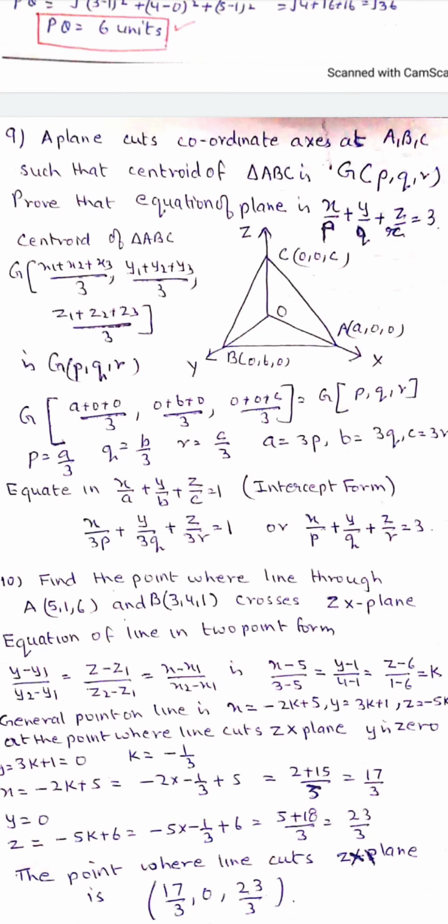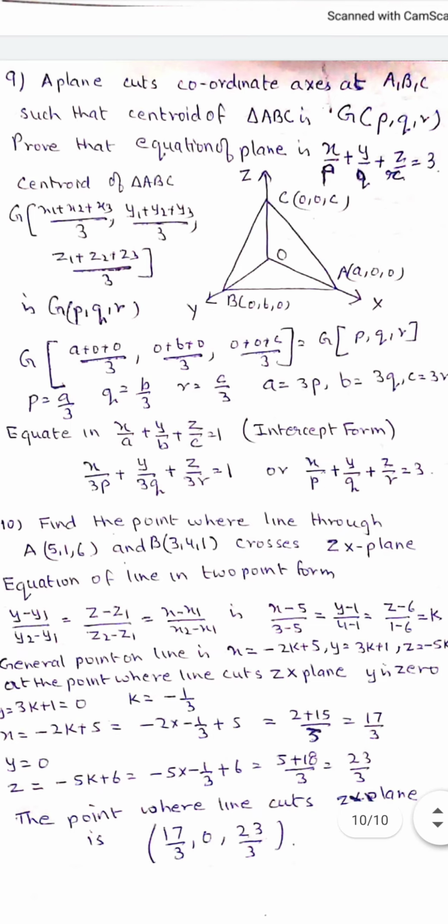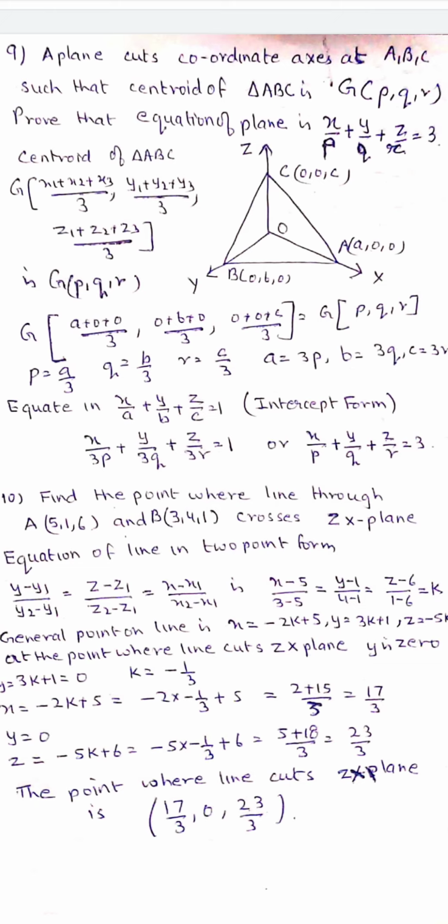Now these two questions are questions of the CBSE board, so we need to do them. They are very important. A plane cuts the coordinate axes at A, B and C such that the centroid of the triangle ABC is G(p, q, r). Prove that the equation of the plane is x upon p plus y upon q plus z upon r is equal to 3. You can see in the figure that the plane is cutting at A, B, C, these are the points where the plane is cutting, a triangle is formed and the centroid of the triangle is G.